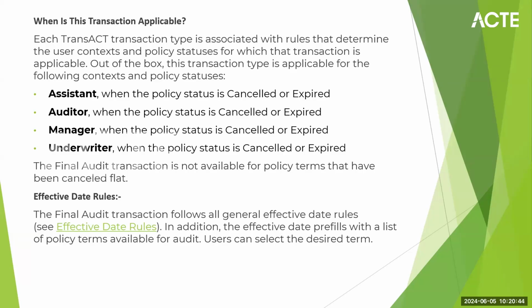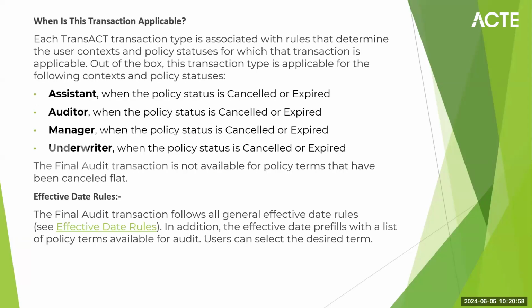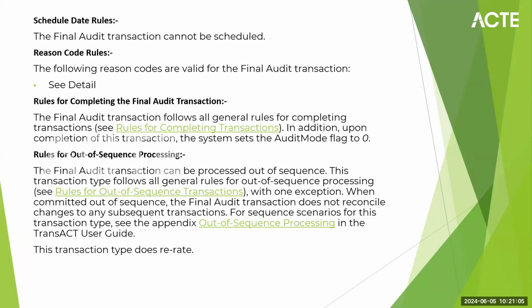Effective date rule, like this audit generally, in addition, the effective date pre-fills with a list of policy terms available for audit. The user can select the desired term. Nothing but it will show the list of effective dates by default in the final audit transaction. You have to select the date whichever you want. Right. Schedule date: the final audit transaction cannot be scheduled. Like you cannot select any date, or this field is not available for the final audit transaction.